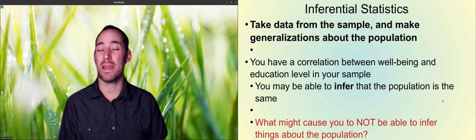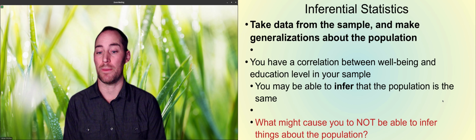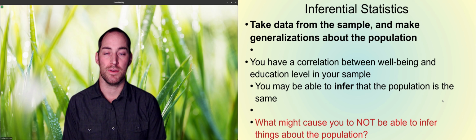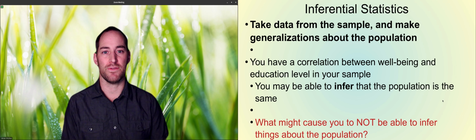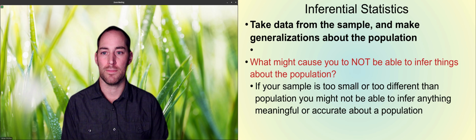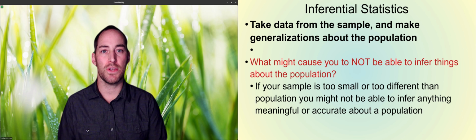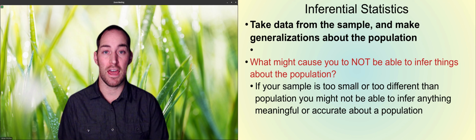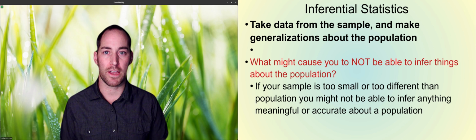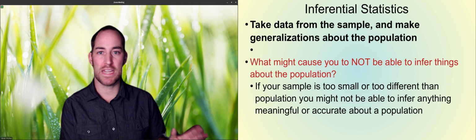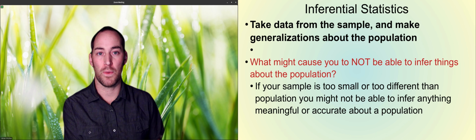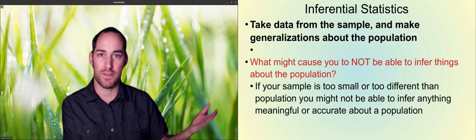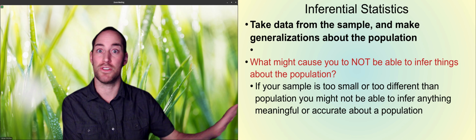So what might cause you to not be able to infer something about the population? It's not a trick question. I've already kind of answered this a few times. So if your sample is too small or too different than the population, you won't be able to infer anything meaningful or accurate about your population. So if our sample is all really tall people, then we can't infer things about the height of the US, right? Because we got just tall people.